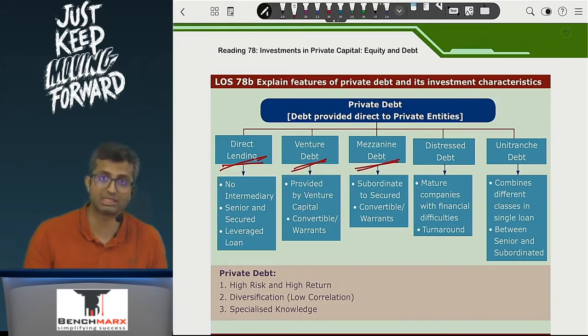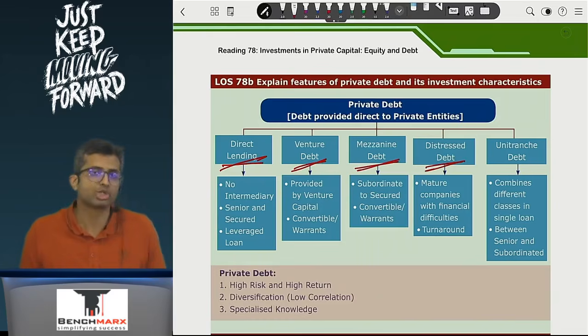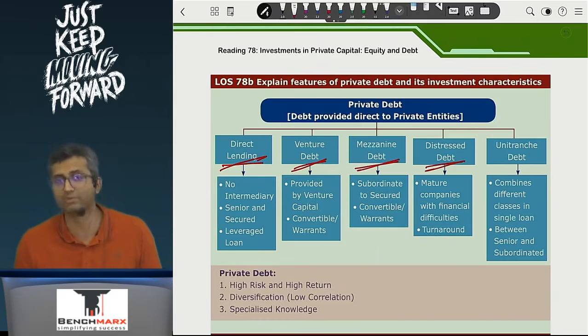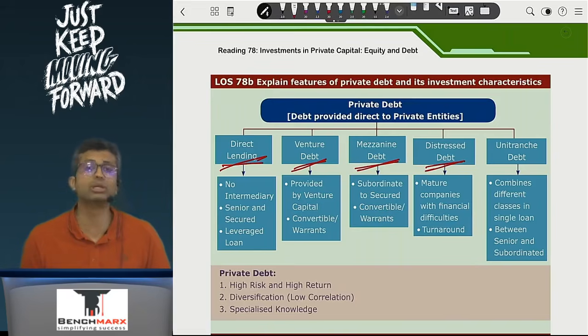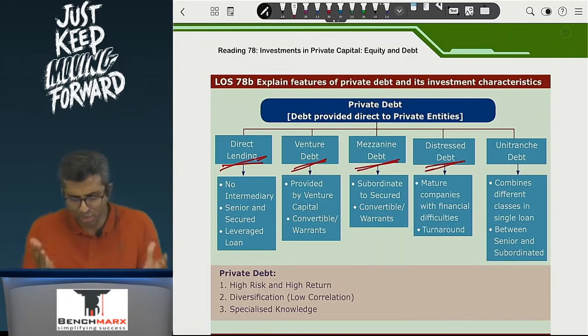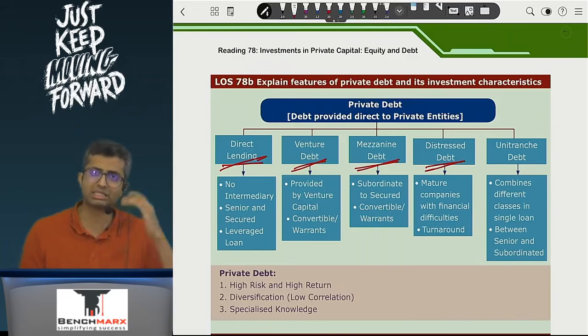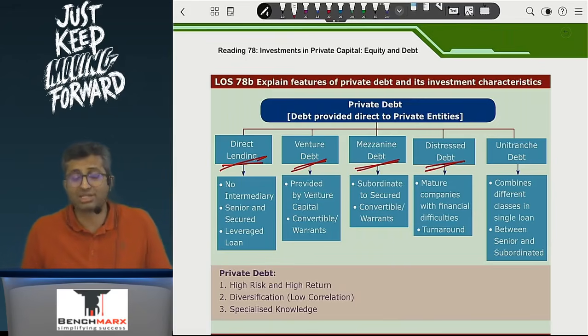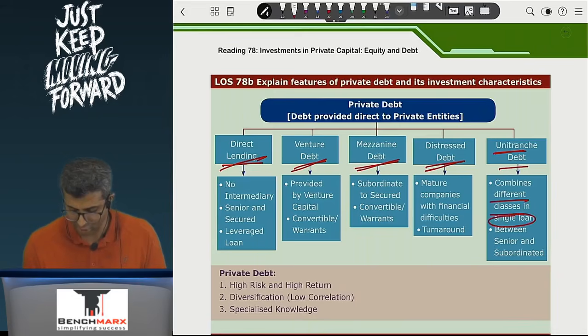Then there is distressed debt over here. These are companies which are under distress, and in order to turn around they need money. So maybe they can raise money through debt which is in the form of distressed debt. And last is something called a unitranche debt. Unitranche debt is somewhere between the direct lending, that is senior debt, and let us say mezzanine debt. It kind of clubs the debts of various risk profiles and tries to make a single debt. So this is called a unitranche debt, which combines different classes into a single loan. This is somewhere between a senior and a subordinated debt.